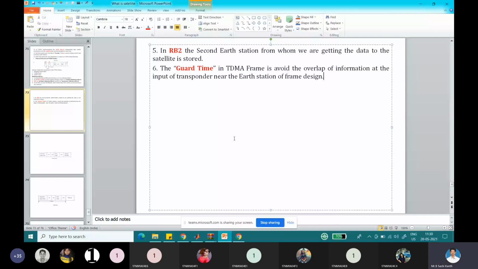Seventh point. The reference bursts RB1 and RB2 are used in the TDMA network, and they do the operation in terms of automatic switching for the data to analyze.